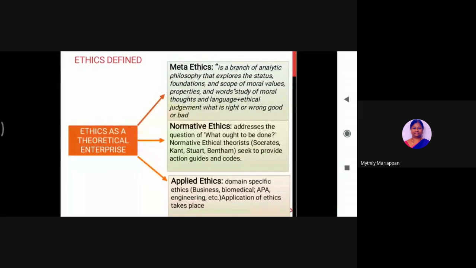And the last one is applied ethics. Applied ethics relates to any kind of field. It could be engineering, biomedical, humanities, or any other field. Here we are trying to apply the concepts of our norms and our values, and then we try to find out what is right and what is wrong. So it is more of the concept or the guidelines which are provided by ethics.